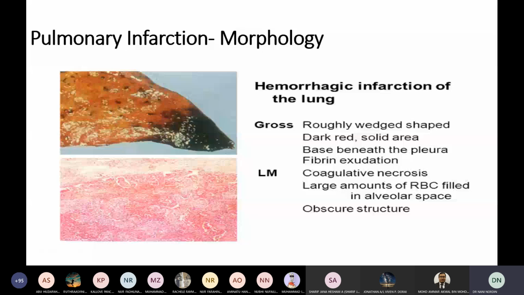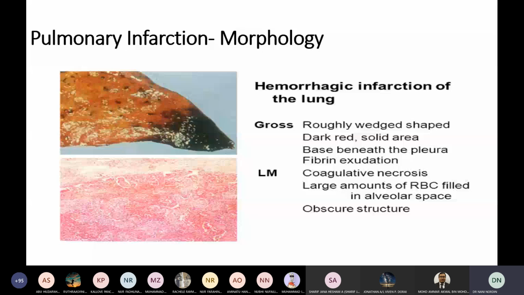So that is the pathology and morphology of it. These are the 3 consequences of pulmonary embolism.